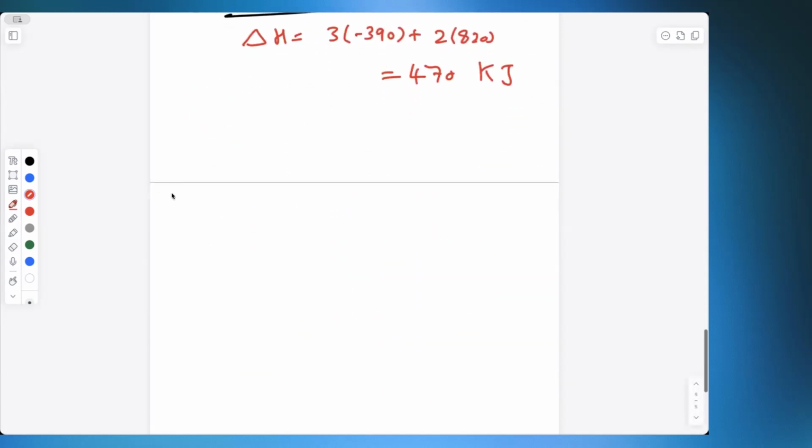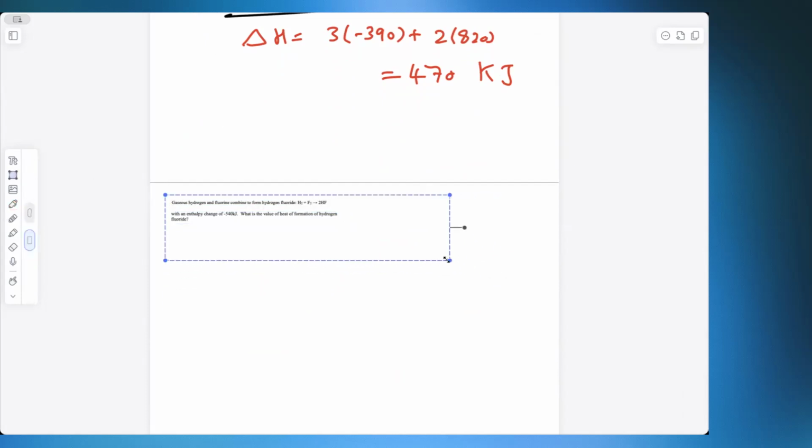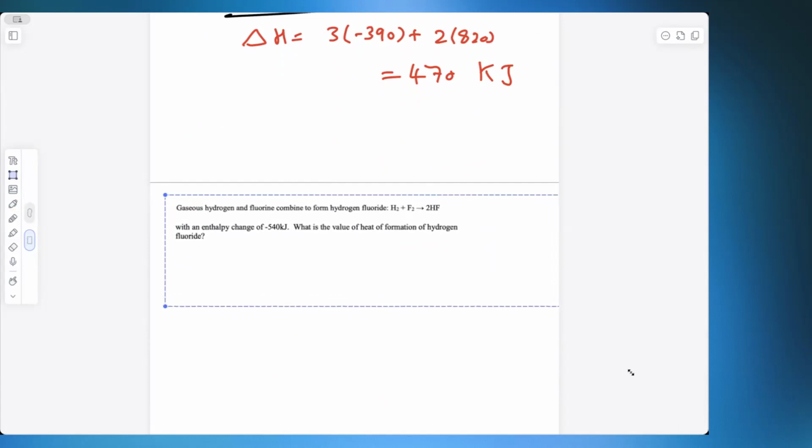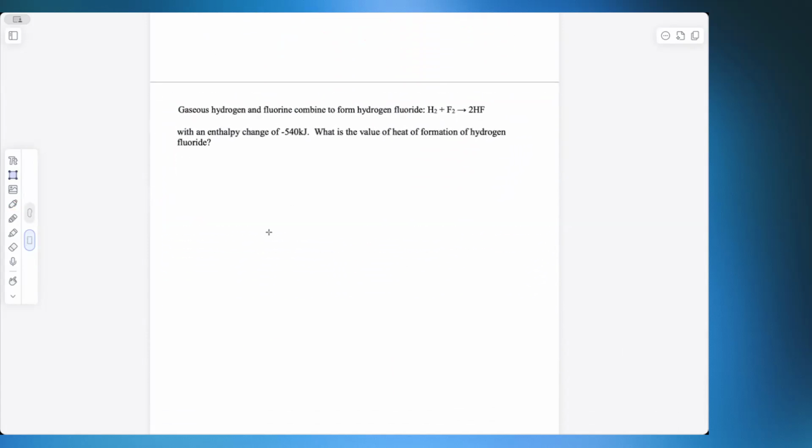So this is a similar one, but a little bit easier one, saying that I have gaseous hydrogen and fluorine combined together to form hydrogen fluoride. They react together to form hydrogen fluoride. When I have an enthalpy change of minus 540, what is the value of the heat of formation of hydrogen fluoride?